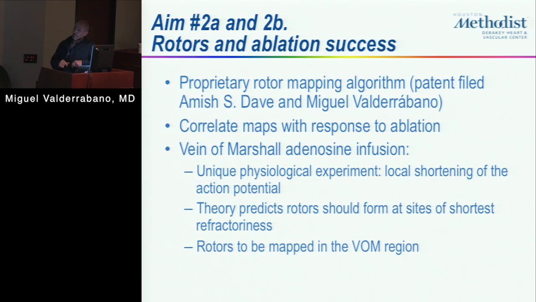So we are proposing, as part of this functional exploration of AFib, to test the validity of the mother rotor hypothesis by mapping the rotors at baseline using the commercial algorithm plus Amish's own, and then give adenosine in the vein of Marshall to regionally change the electrophysiological properties of a piece of tissue only, and see how the propagation patterns change. And if the mother rotor hypothesis is true, then we should see a rotor in that area.